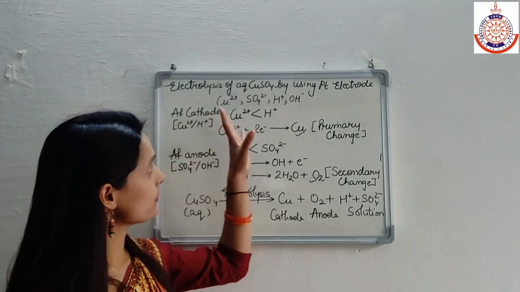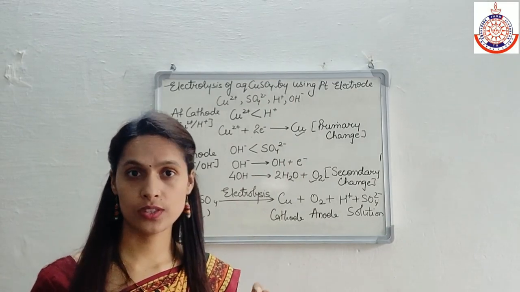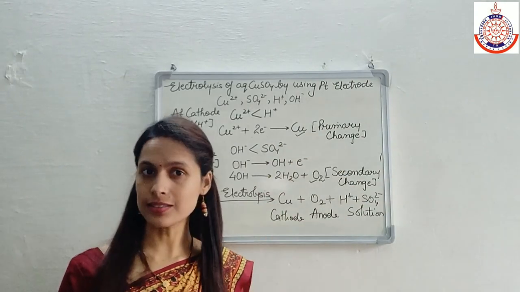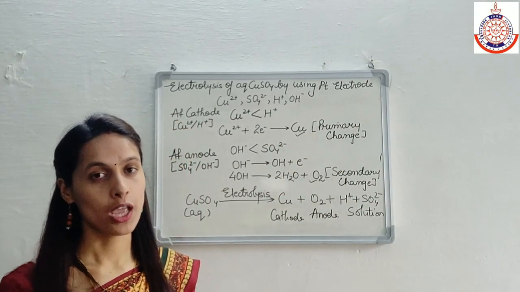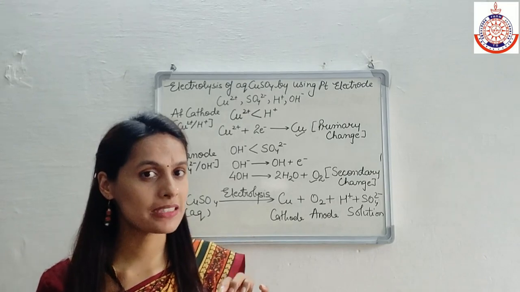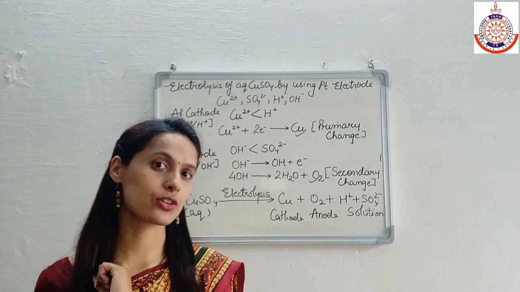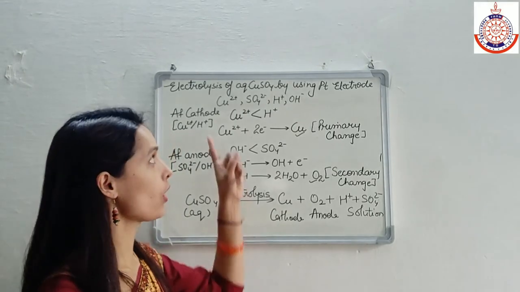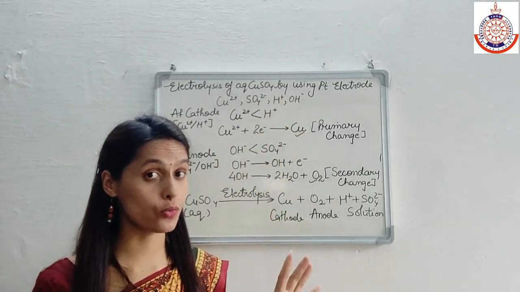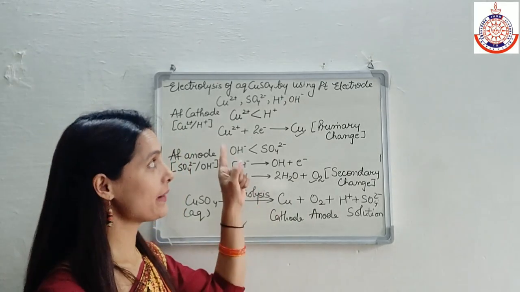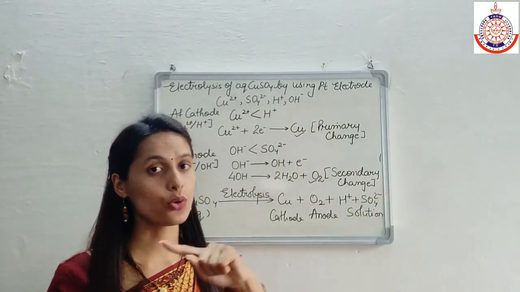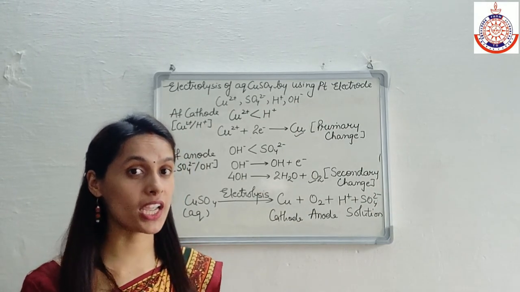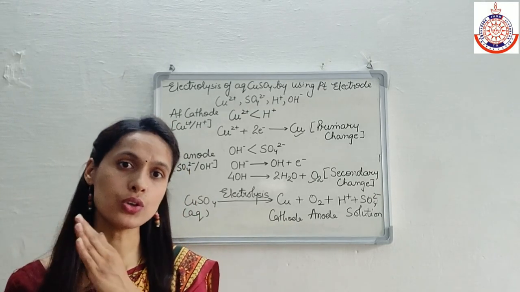Now, suppose I'm doing the electrolysis of aqueous CuSO4, but this time I'm not taking the platinum electrode. This time I'm taking the copper electrode, meaning the electrode of the same metal whose solution is present in the electrolytic tank. Clear? I am doing the electrolysis of aqueous CuSO4, but this time I am taking the copper electrode in place of the platinum electrode. Now study what happened when we change the electrode from platinum to copper.